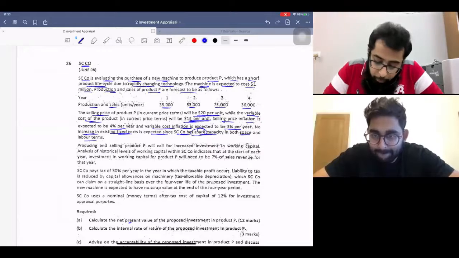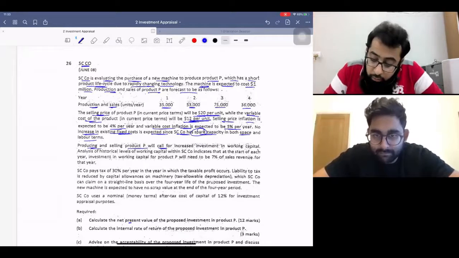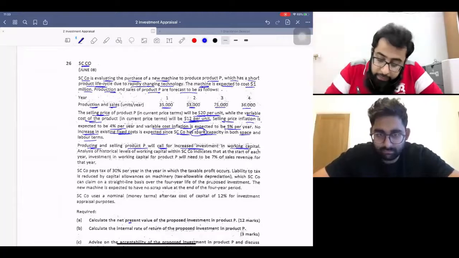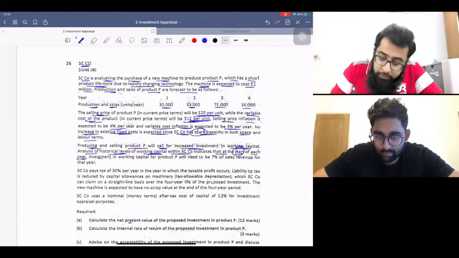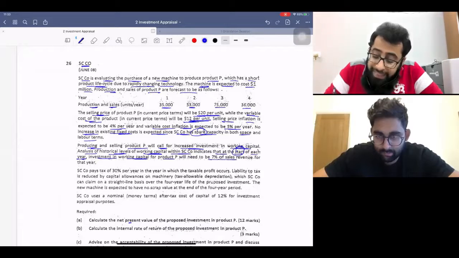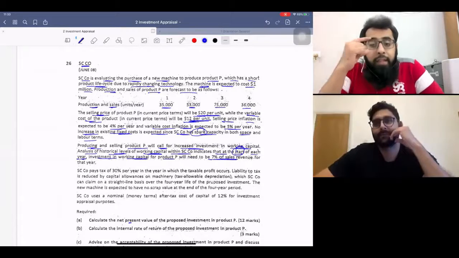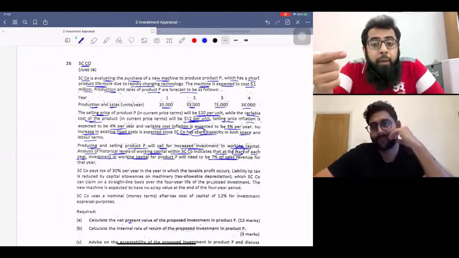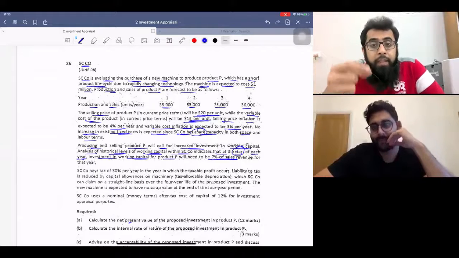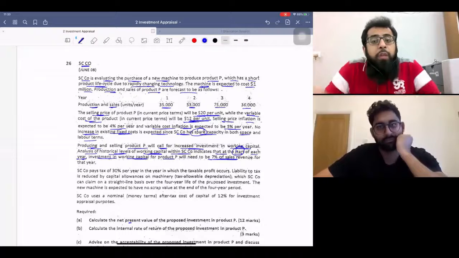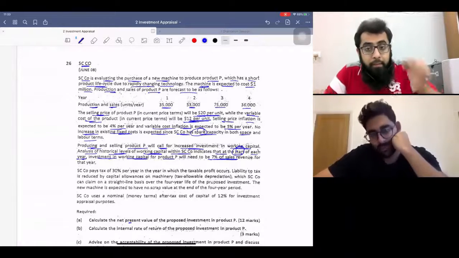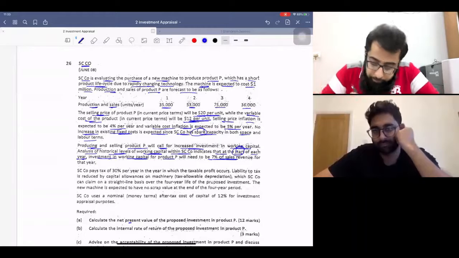Production and selling of product P will call for increased investment in working capital. Analysis of the historical level of working capital within SC company indicates that at the start of each year, investment in working capital will be 7% of sales revenue. This is what we call the incremental working capital approach. We need to have 7% of the sales revenue, so we need to add some amount to working capital each year. This will be the new learning in this question.